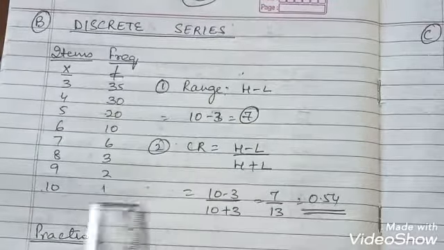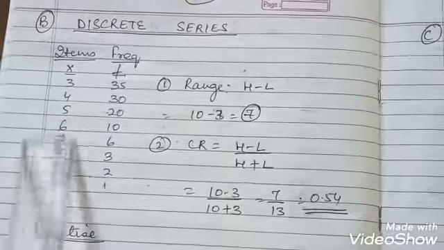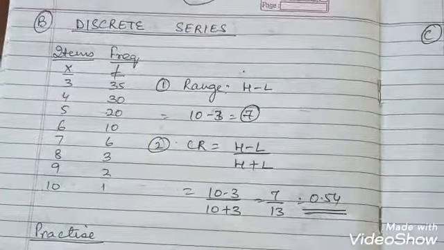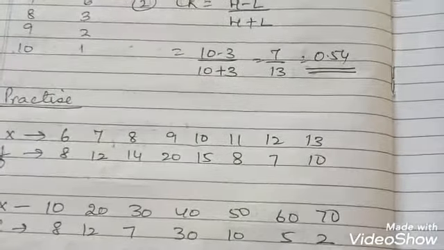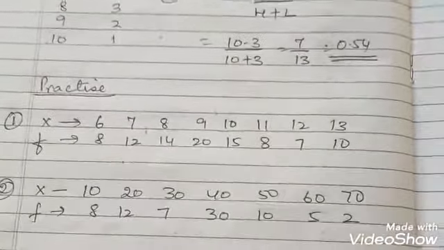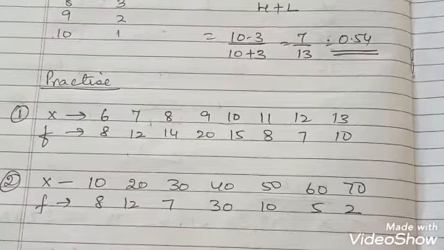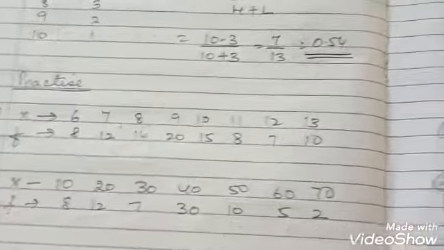Coefficient of range, highest minus lowest upon highest plus lowest. So 10 minus 3 upon 10 plus 3, 0.54. I just now told you, frequency का कोई significance नहीं है. So जो तुमने range निकालनी है वो तुमने x में निकालनी है. Again, 2 sums for practice. Do the both and copy them in your registers.